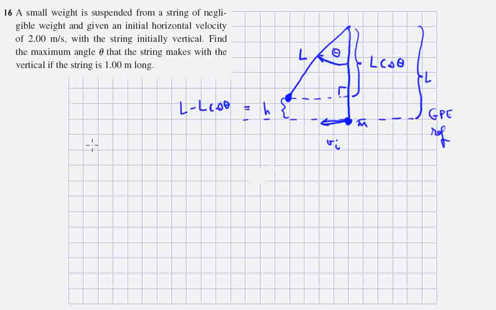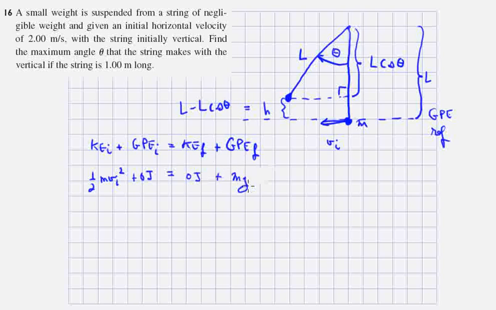Okay, so the kinetic energy initial plus the gravitational potential energy initial is equal to the kinetic energy final plus the gravitational potential energy final. Kinetic energy initial is 1/2 m v_i squared. With my choice for the zero reference, there's no joule contribution here, so plus 0 joules is equal to the final kinetic energy. The final kinetic energy is 0 joules, since there's no speed when it gets to the maximum angle. All of the kinetic energy has been changed into gravitational potential energy. So the gravitational potential energy is mgh, and since h is this, it's mg times L minus L cosine theta.